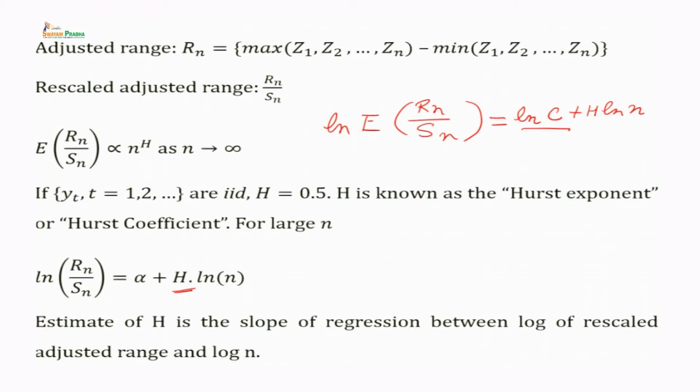So, it is very simple, just calculate the rescaled adjusted range, then you obtain the log of this R n upon S n. You have the constant alpha here, h here, then you have log n here, and then you just run the regression between these two quantities and obtain the least square estimator of h.